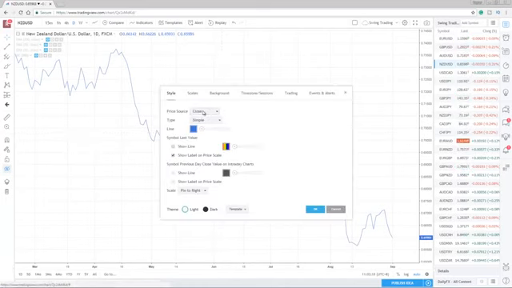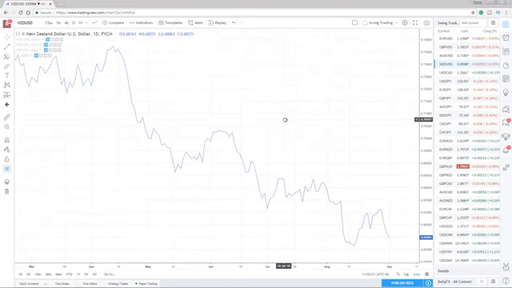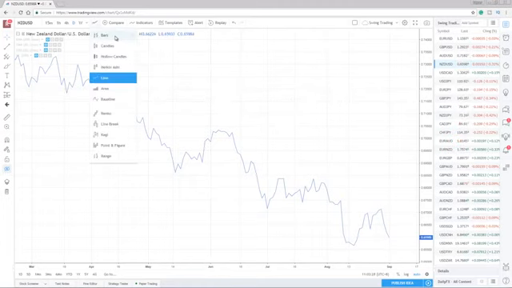You can choose whether you want to use the close, the open, the high, whatever. But by default, it usually connects the closing prices on the chart and shows them in the form of a line. It's very useful to identify the direction of the trend if you're not sure what the trend is. Okay, so that is a line chart.